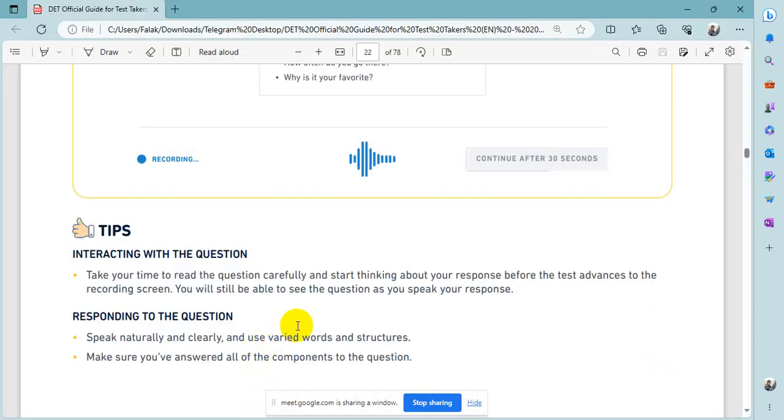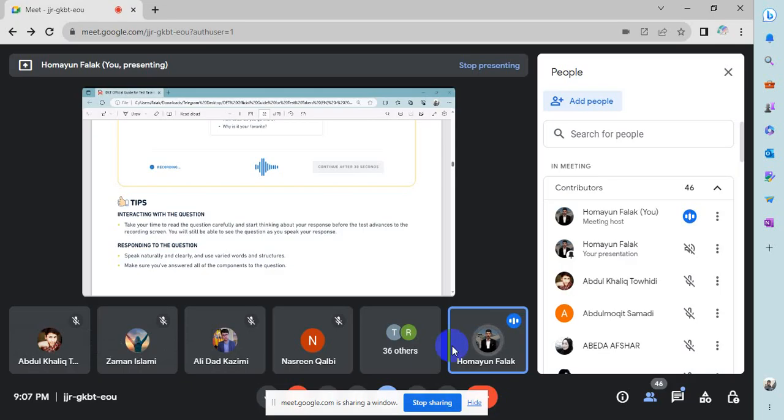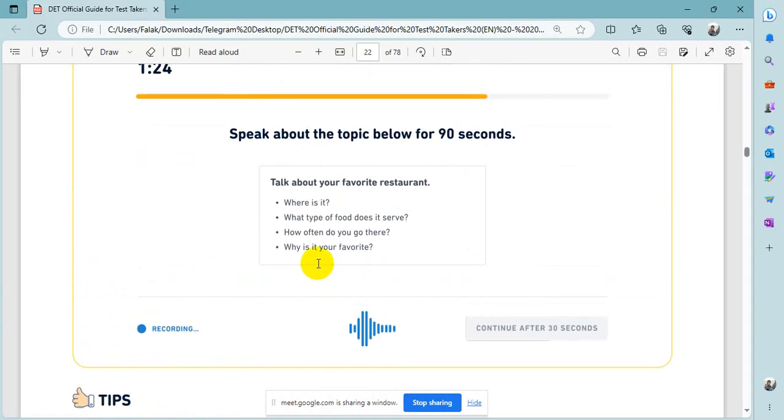Take your time to read the question carefully and start thinking about your response before the test advances to the recording screen, and you will still be able to see the question as you speak your response. So that's it. Don't worry about it. You still have the questions, and having the questions is really good, because you can just move on to talk for 20 seconds, or less or more than 20 seconds, about the first question, then the second one, then the third one, and finally the fourth question.